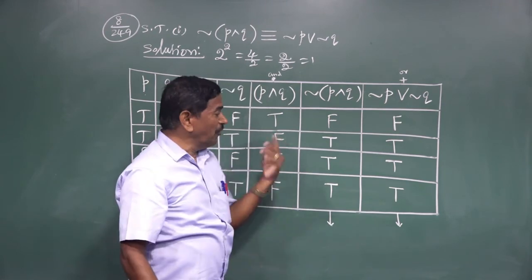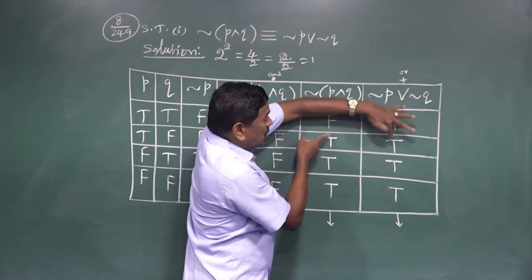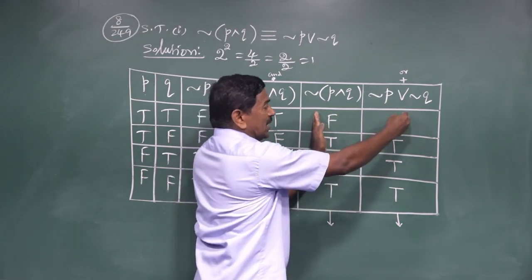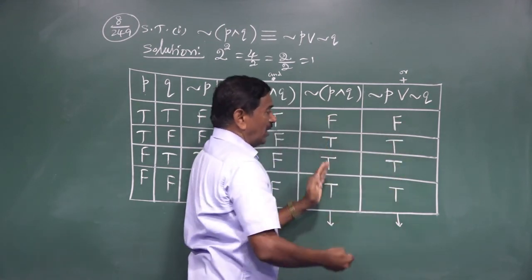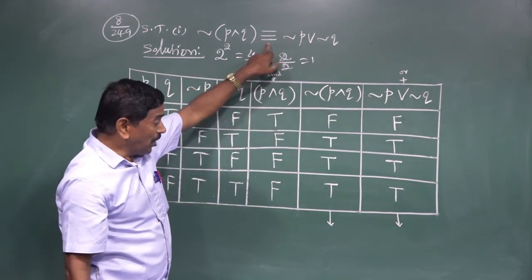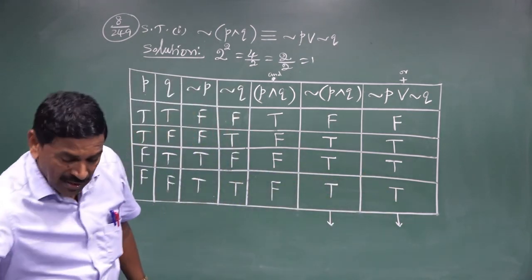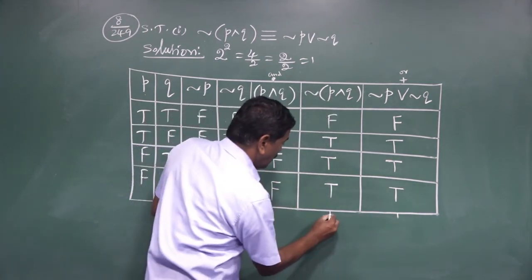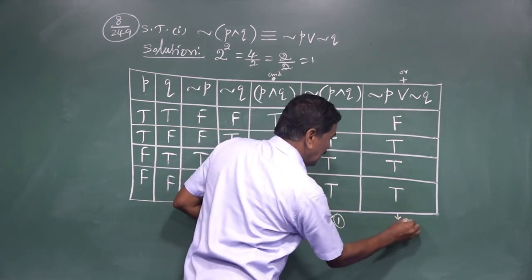From 1 and 2 it is clear that, verifying by individual inspection, false, false, true, true, true, true, true, true. So the left side statement and the right side statement are identical. Therefore, these two statements are equivalent. That is the answer we want to write. For convenience, let this column be equation number 1 and this column equation number 2. I have no more place, so I use small arrows.